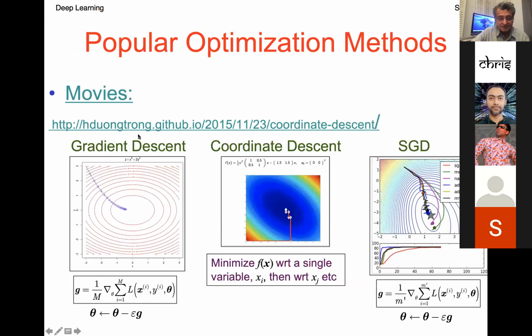Popular optimization methods are gradient descent, where we are heading towards the minimum. This is the contours of constant density. And so in gradient descent, we use theta gets theta minus epsilon g. G stands for the derivative. The derivative is 1 over m, where m is the batch size, times the derivative over the batch of the loss function, in a regression problem, let's say. And here is another variant of gradient descent, called coordinate descent. Minimize f of x with respect to a single variable xi, then with respect to xj, etc. We're kind of going like that, like this, like this. So it's coordinate. You're treating all the coordinates one at a time to head towards the minimum.